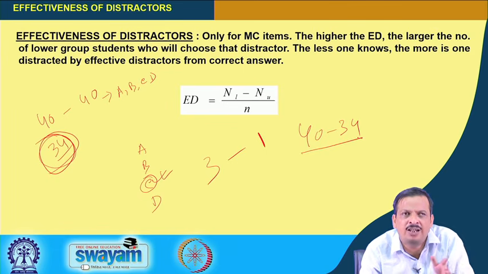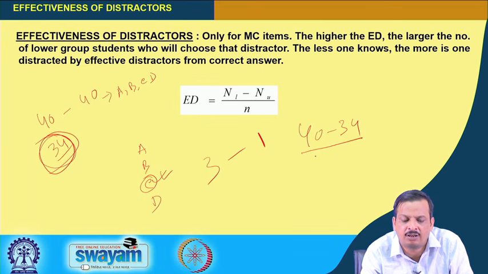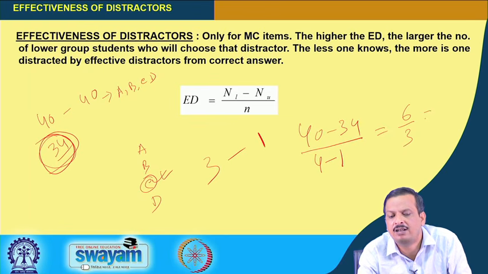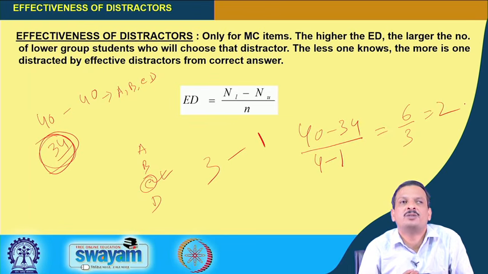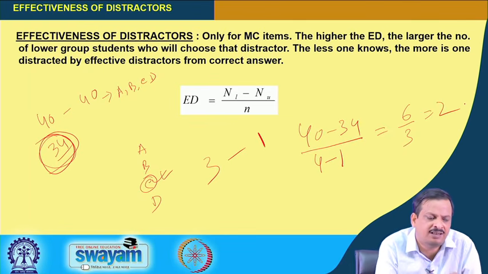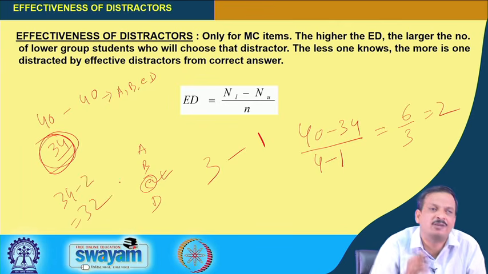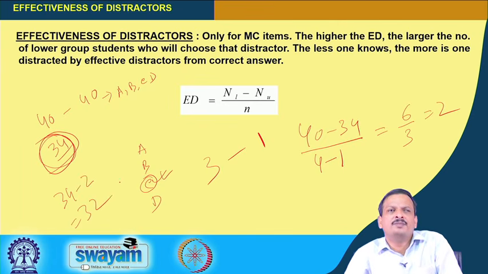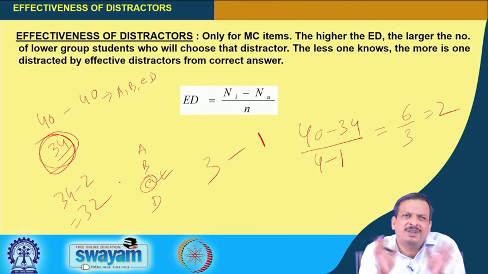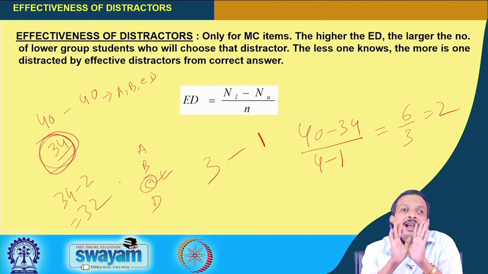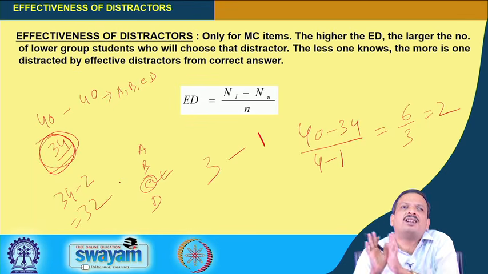So, how many choices? If it is 4 choices, it is the number of choices 4 minus 1. So, it is 6 by 3 equal to 2. So, the correct marks is 34 minus 2, which is equal to 32. A student may say, sir, I have not guessed, but I don't consider that. I am considering guessing is allowed and I want to correct for the guessing.